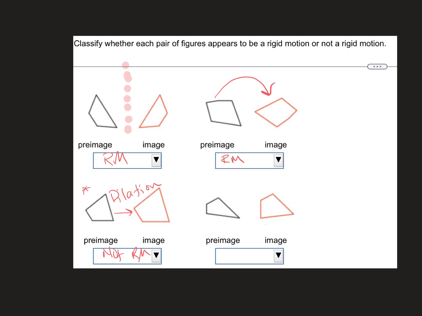And same thing here. These almost don't even look like the same shape. This is definitely a different size. Maybe they are the same shape, but they're definitely not the same size. So this is not a rigid motion.